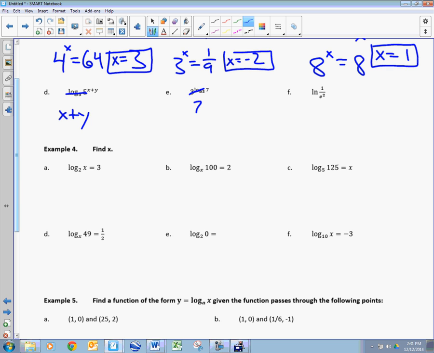Natural log of 1 over e squared. Would you guys agree that this is the same thing as natural log of e to the negative 2? What's the base of natural log? E. So log base e of base e, what happens? They cancel, leaving you with negative 2.